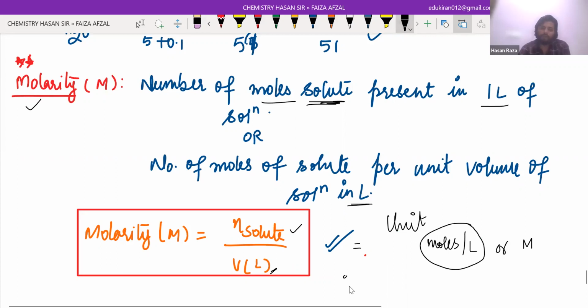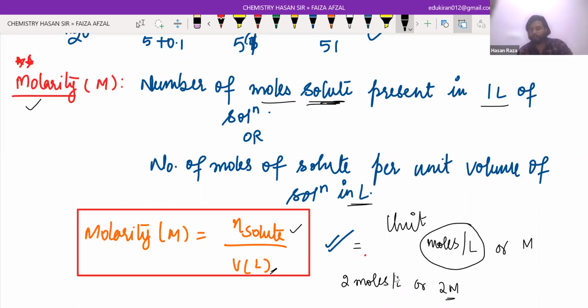So if you have a value of 2 moles per liter for molarity, you can directly write 2 M. That represents the same thing: 2 moles of solute in 1 liter of solution. Is that clear? Yes, sir.